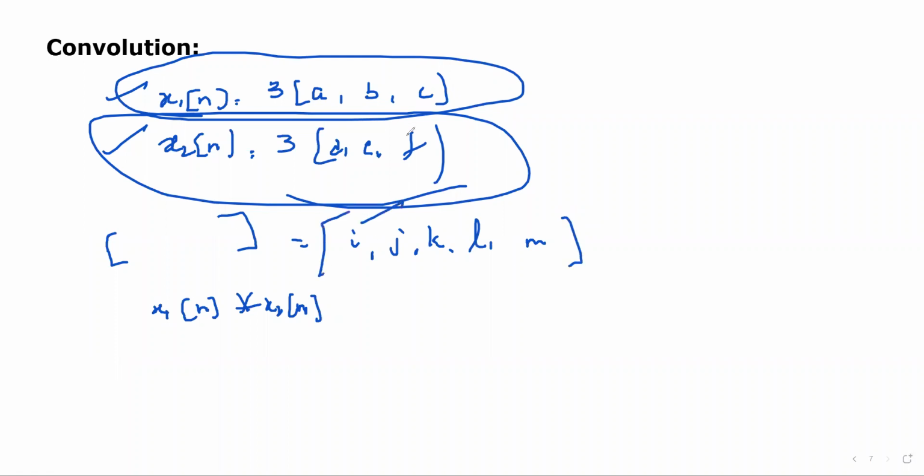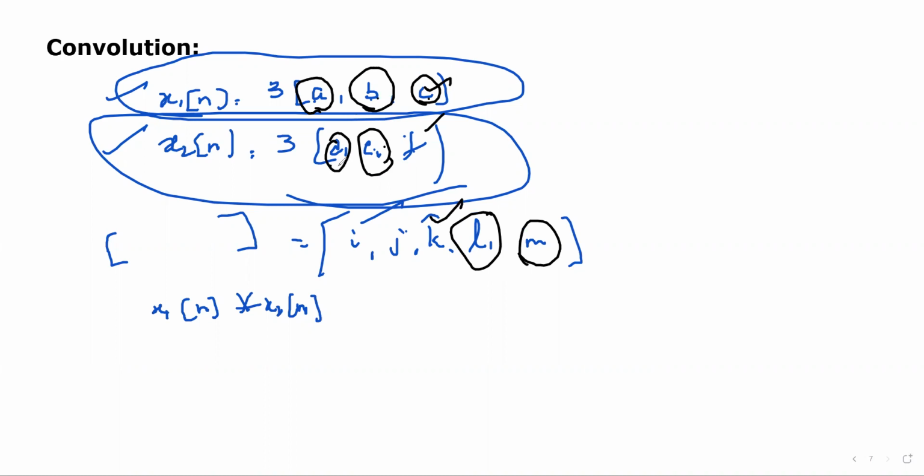What is i? i indicates a into f. Next, j indicates b into f plus a into e. K indicates c multiplied with f, b multiplied with e, and a multiplied with d. L will be c multiplied with e and b multiplied with d. And finally m is c multiplied with d. That is the last part we are going to have.